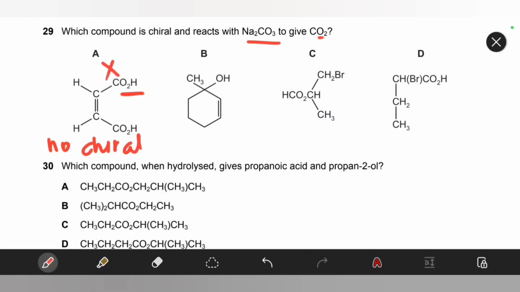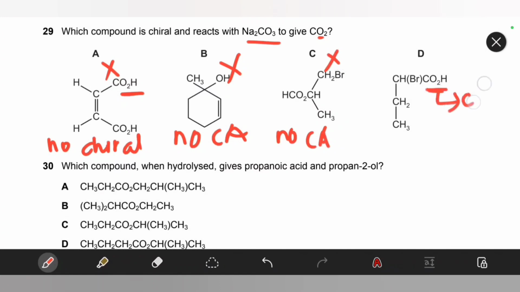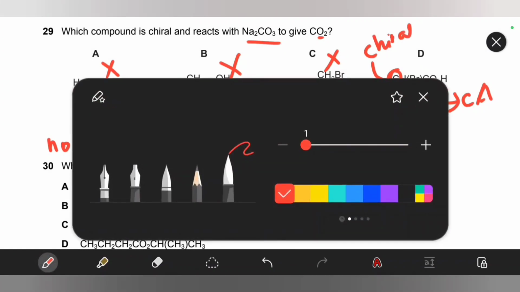So A cannot be. Here there is no carboxylic acid. B can also not be. And here there is no carboxylic acid. Again, C is wrong. Here it is. There is carboxylic acid. And there is also a chiral carbon. So D is the correct option.